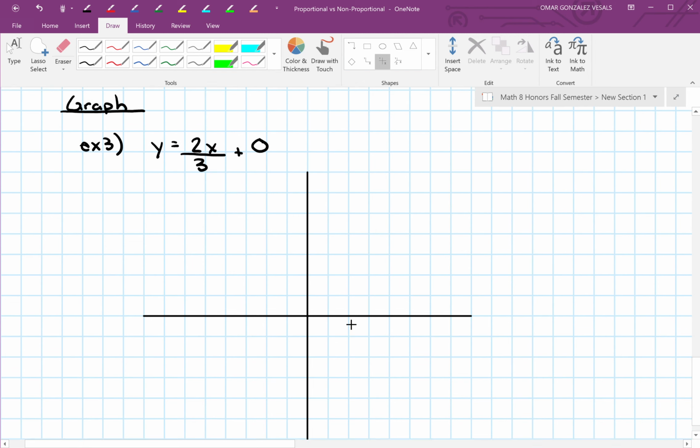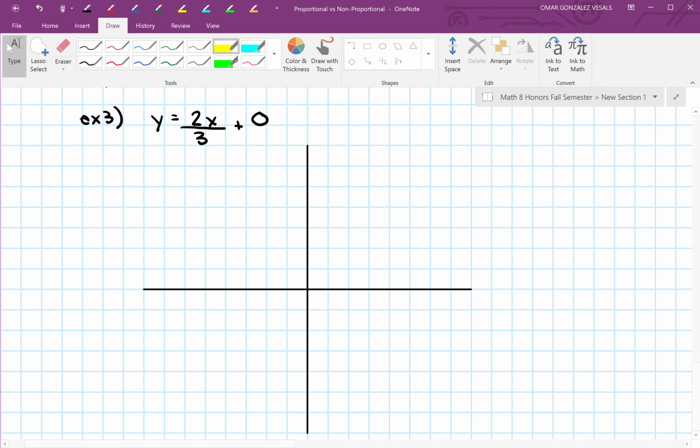Don't let this confuse you guys. Just remember, there's only two things that matter here. That represents your what? Also known as your slope. And this represents your what? So if I wanted to graph this, what is my y-intercept? So it starts at the origin. And then my slope tells me, what is my slope first of all? 2/3. So it tells me to go up how many? And to the right how many?